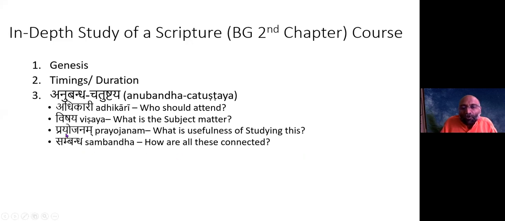Sambandha, how are all these connected? This is the fourth aspect. One connection is very clear between the subject matter and the language. Bhagavad-Gita is written in Sanskritam, and if we truly want to understand what it means, it clearly makes sense that if we can analyze the words using Sanskrit grammar, that will give us a clearer understanding.